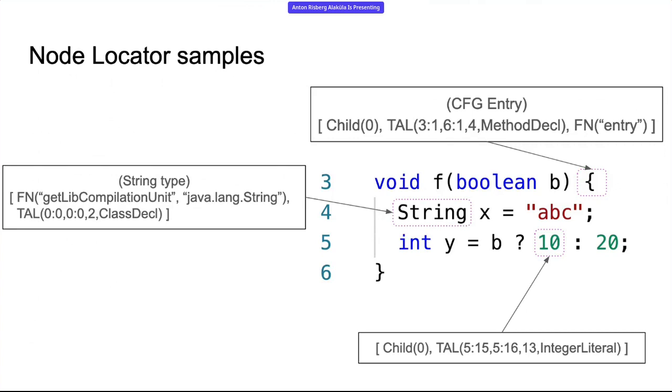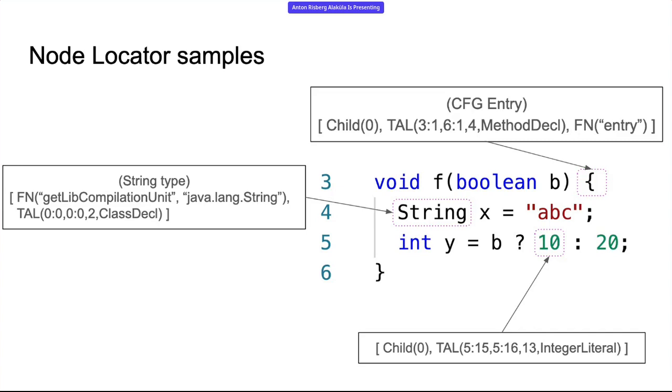And finally, you can also interact with built-in types. For example, in Java, if you want to define the class, the declaration for Java lang string, well, we can interact with it in this way. On the root node, there's a function called getLibCompletionUnit. Again, CodeProber manages to find this automatically for JastAdd.